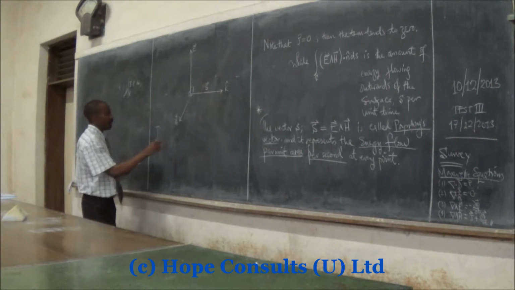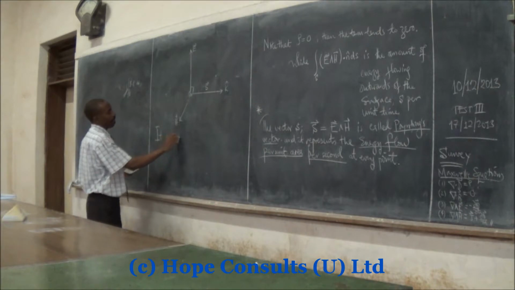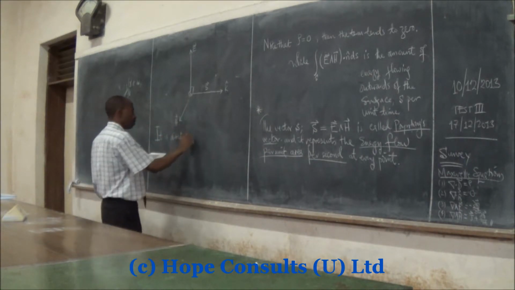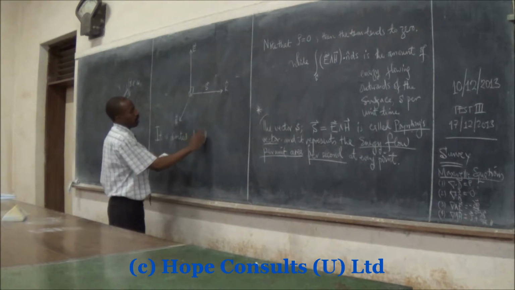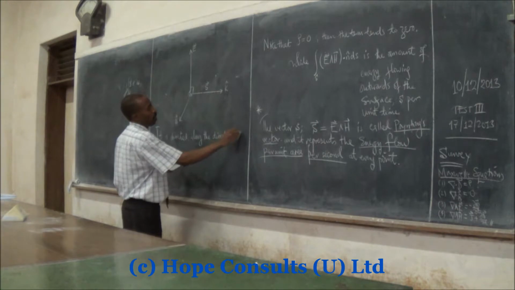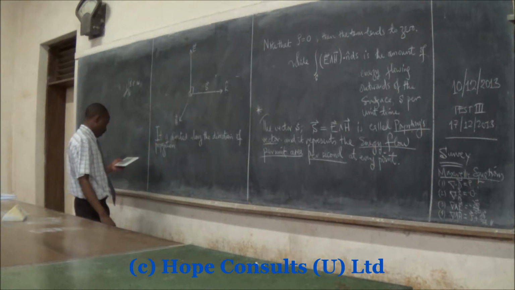It means the Poynting's vector is directed along the direction of propagation.